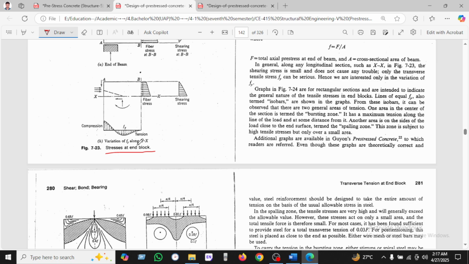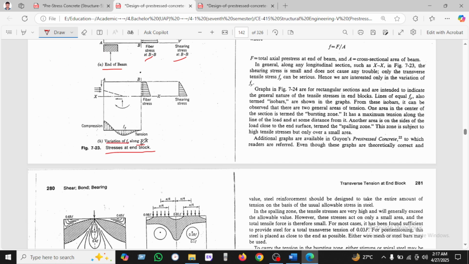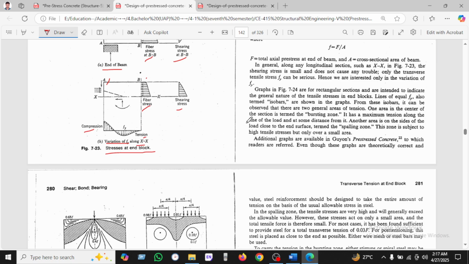The variation of Fy along the x-axis. We can see the end beam. This is the x, and the tendon is here, and this is the x, and fiber stress at B. This is the point B, and shear stress at B. The tendon is here, one tendon is here, and the second tendon is here. And the variation of Fy is on the x-axis here, A section is here, B section is here, fiber stress and shear stress are both on the y-axis, and compression is upward and tension is downward. We've been seeing here.